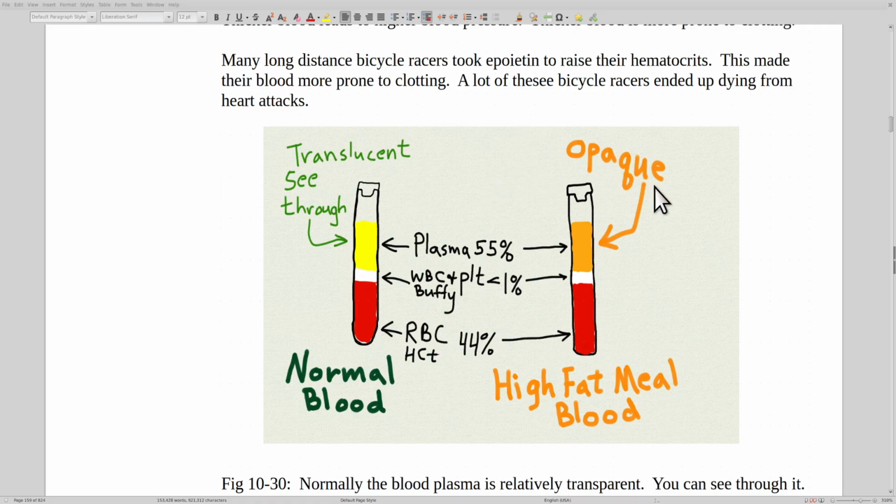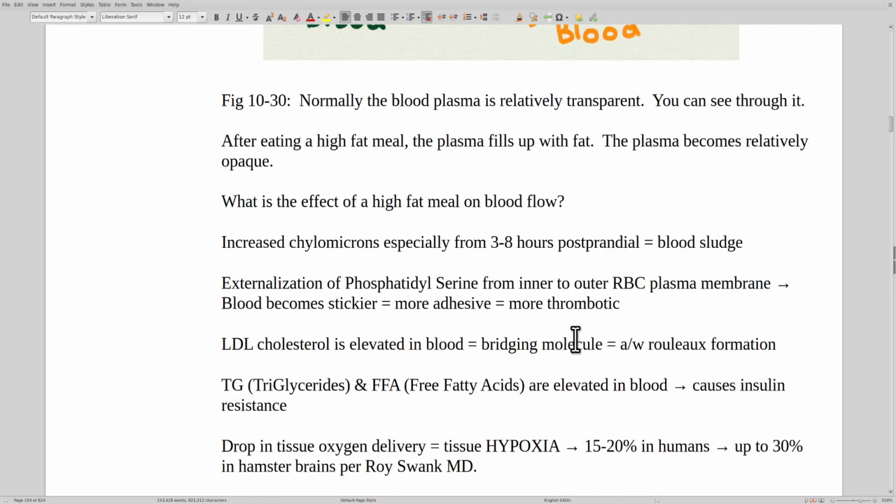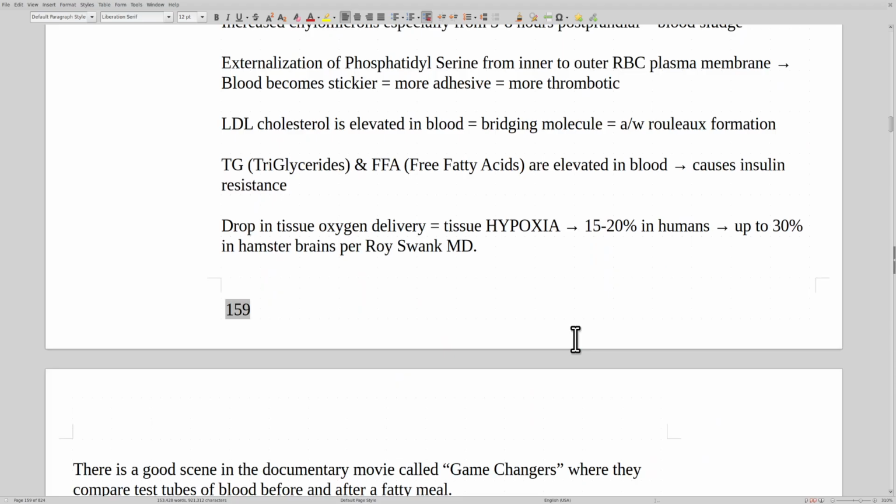Okay, normally the blood plasma is relatively transparent. You can see through the plasma, so to speak, in this typical red blood cell storage test tube. But when you eat a high-fat meal, the plasma becomes more opaque, because there's more fat in there. They had a good picture of that in the movie Game Changers about athletes and how a vegan diet can work well for them. Okay. Elevated triglycerides and elevated free fatty acids in the blood cause insulin resistance.